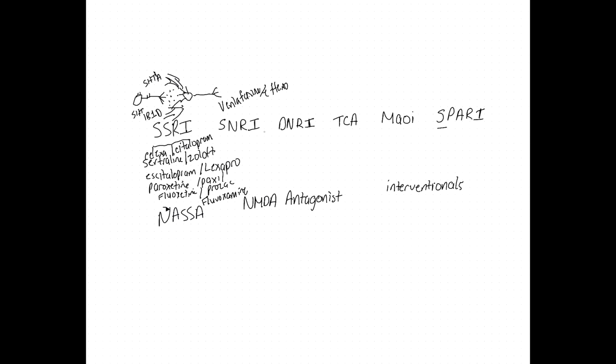So venlafaxine is one. Desvenlafaxine, another SNRI. That's Pristiq. The only thing you need to know about the difference between venlafaxine and desvenlafaxine is that desvenlafaxine is the active metabolite of venlafaxine. So venlafaxine needs to be converted to desvenlafaxine through CYP 2D6, D as in dog, 6.